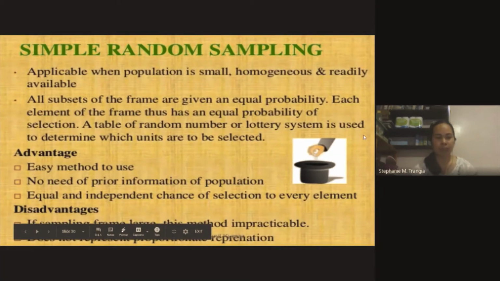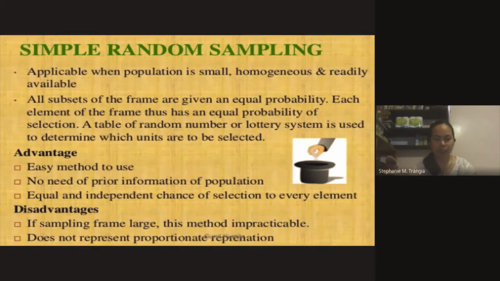So let's start with simple random sampling. It is applicable when the population is small, homogeneous, and readily available. These quantitative probability sampling methods have advantages and disadvantages, and it depends on when you will use them. So if your sampling frame is small, you can use simple random sampling. Okay? All subsets of the frame are given an equal probability, so each element of the frame thus has an equal probability of selection. A table of random numbers or a lottery system is used to determine which units are to be selected. The fishbowl method, lottery method, table of random numbers.